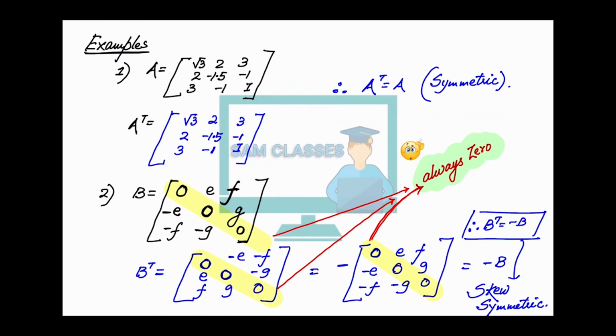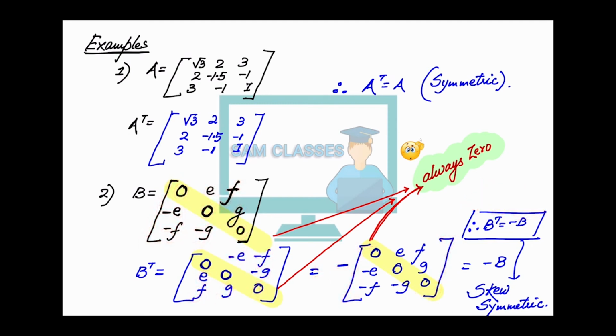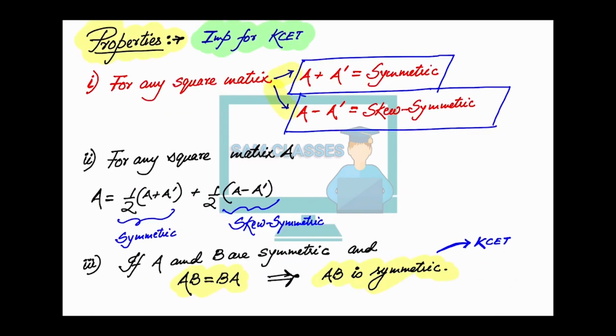Now, coming to the second, by just looking we can see that the diagonal elements are 0, and these elements are e, f and g, and these are the negatives of those. If I transpose it, students, what will happen? These non-negatives will come here and the negative part will come here. If I take a minus common, it will be exactly the same as the matrix. So A transpose is equal to minus A. So it is skew symmetric. Okay, very simple, clear, done. So this is the concept behind symmetric and skew symmetric. Let's see the properties from there. The questions are always asked in your KCET.